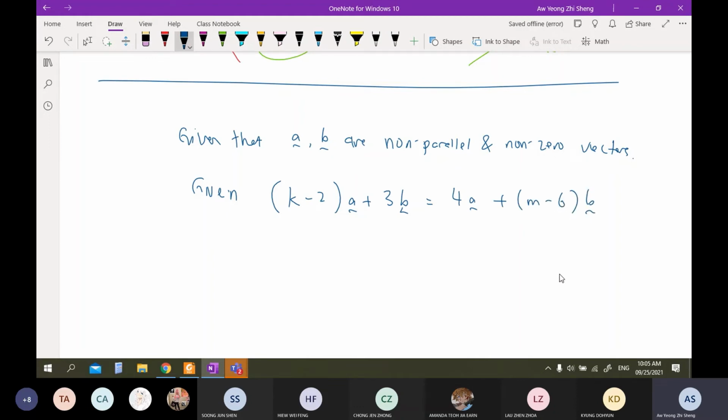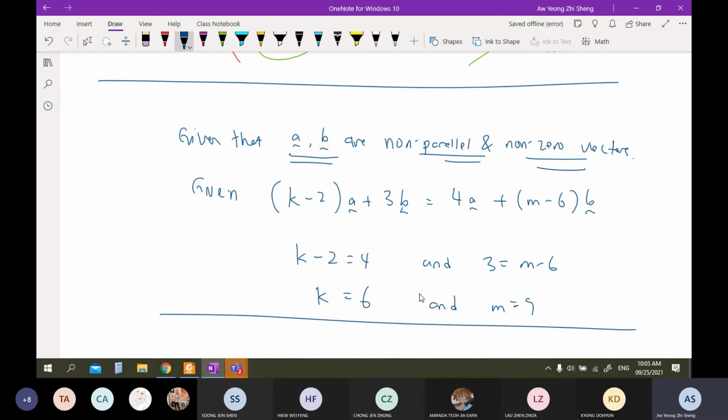Since a and b are non-parallel and non-zero vectors, from the earlier bullet points, we understand that it's actually okay for us to just compare coefficients. And so that allows us to form two equations: k minus 2 equals 4 and 3 is equal to m minus 6. So you can easily solve for k and m, and so k will be 6 and m will be 9. So it allows us to compare coefficients.